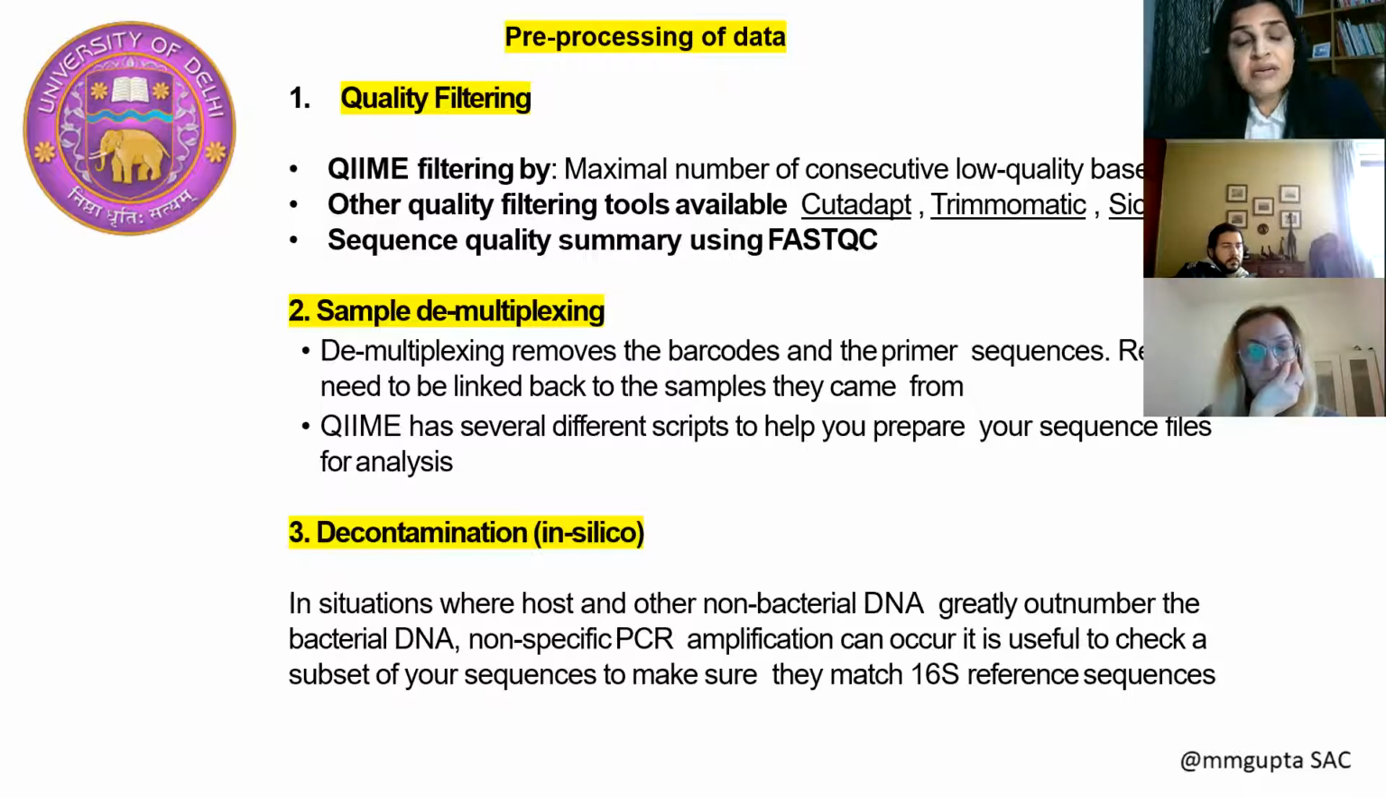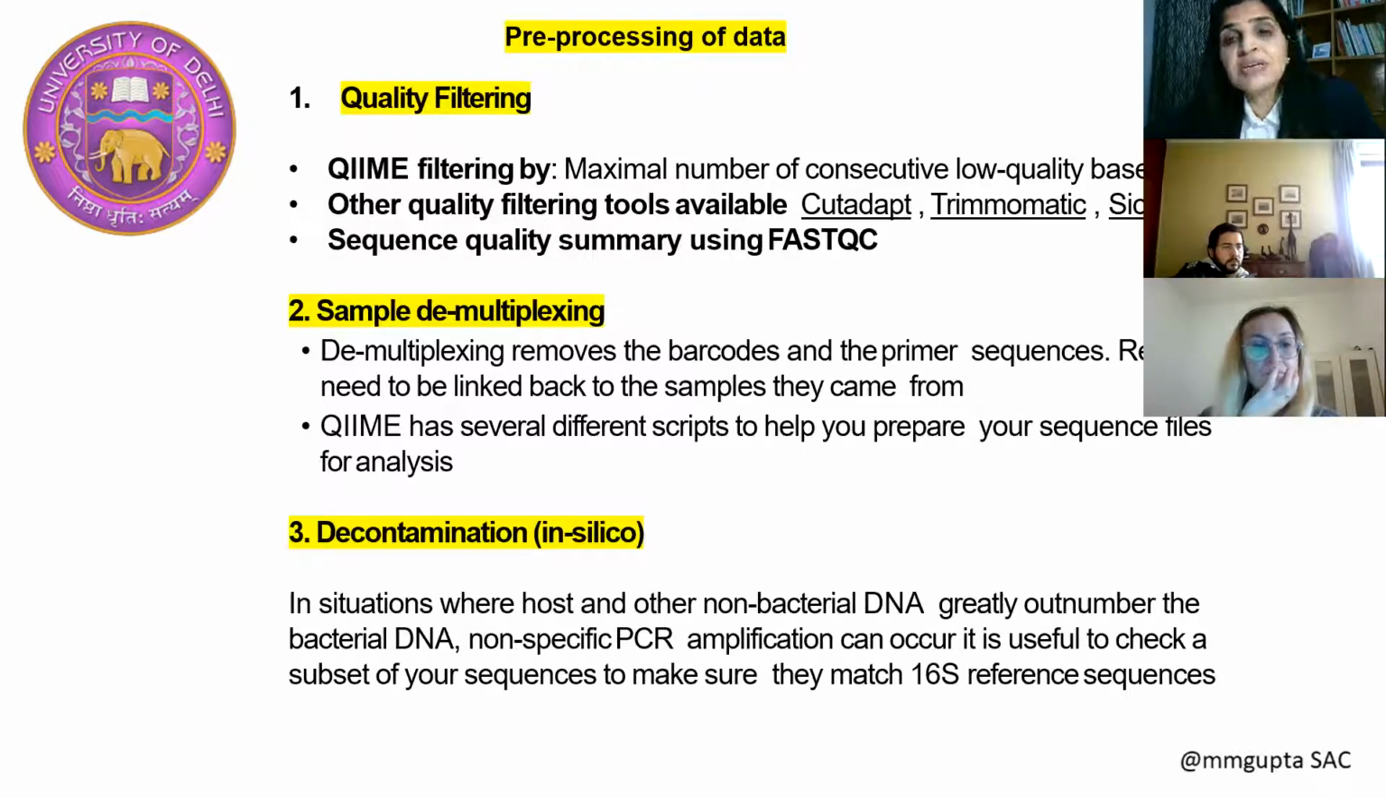In sample demultiplexing, what we do is we remove the barcode and primer sequences from the sequences available, and the reads need to be checked, need to be linked back to the samples from where they have come. To get accuracy in results, this pre-processing of the data is very, very important, and QIIME has different scripts that could help you to do that. That's not an issue. Then we have the third thing in pre-processing, that is decontamination.